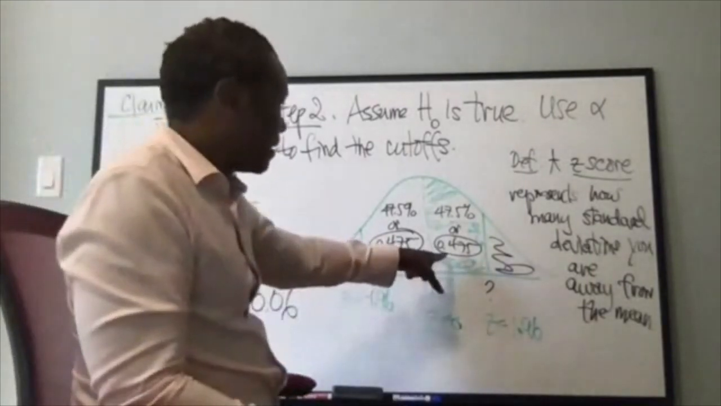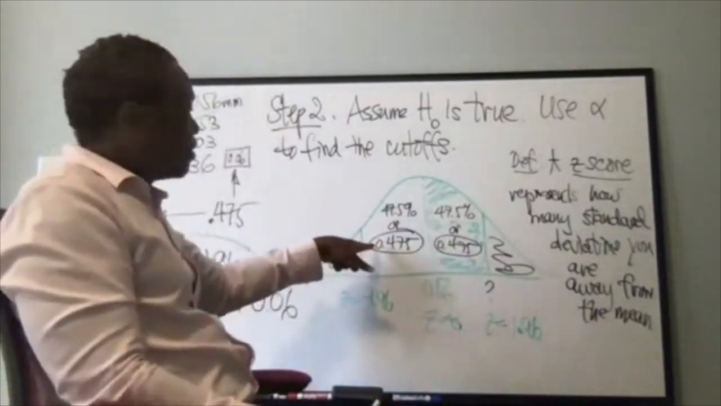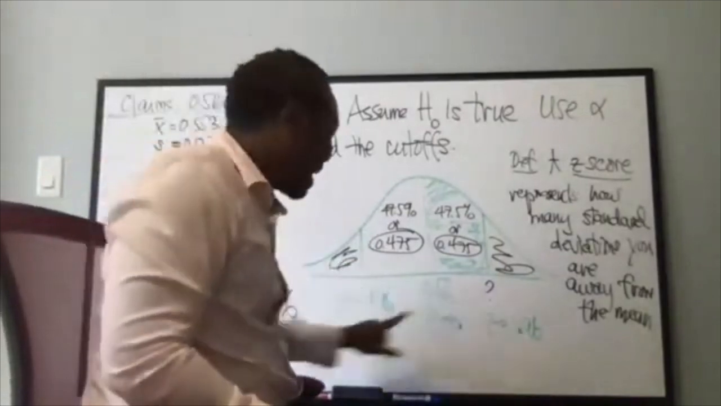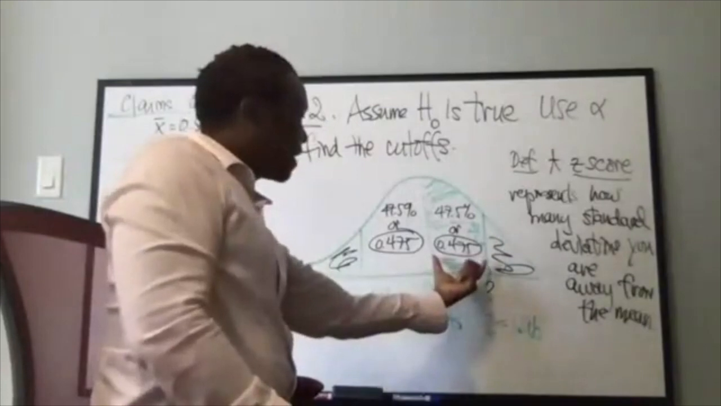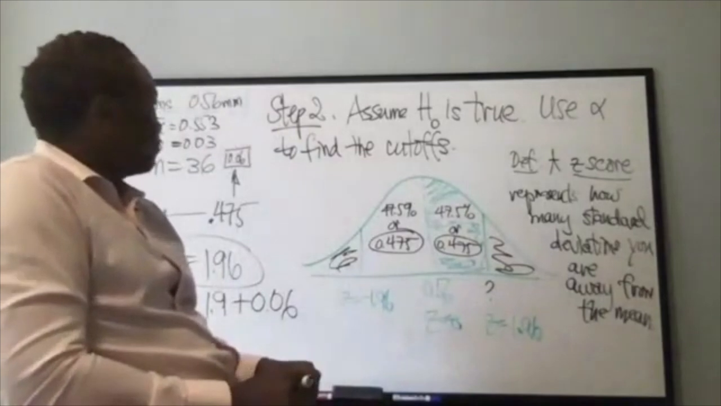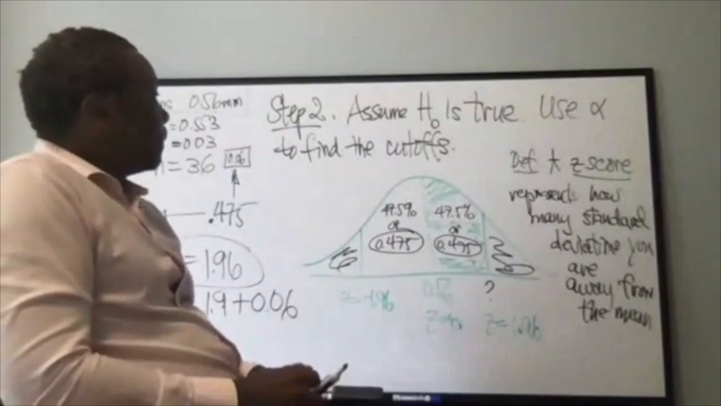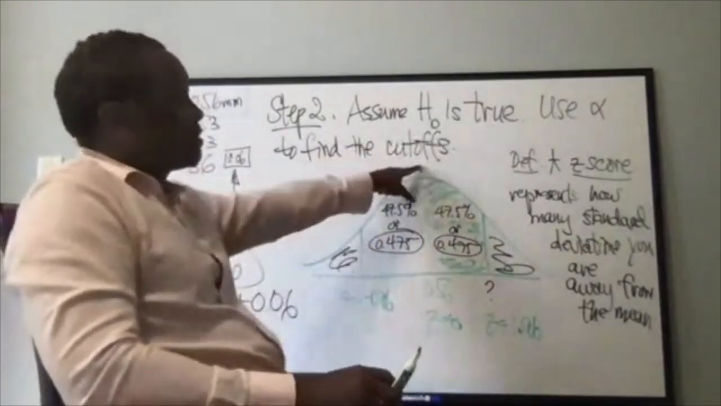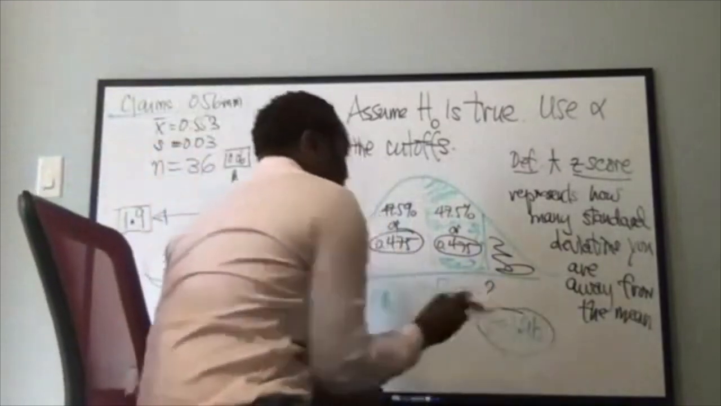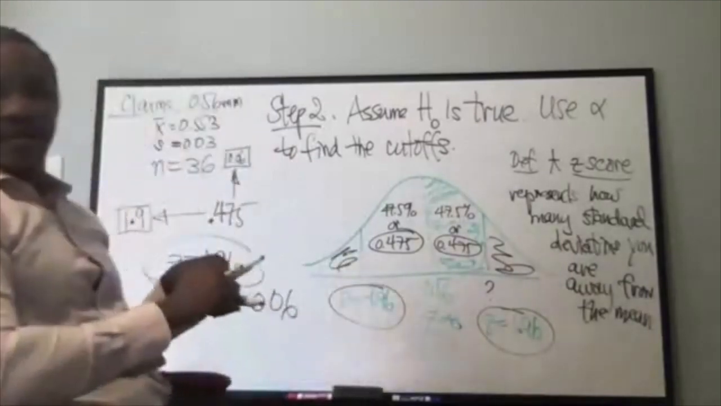Now, if this was something like 0.28 and this was like, I don't know, 0.37, then I can't use the same numbers right here. This is only allowable if this number right here is the same as this number right here in terms of the percentage. So step 2 is done because I found the cutoffs. Here's the first cutoff, z equals 1.96, and here's the second cutoff, z equals negative 1.96.